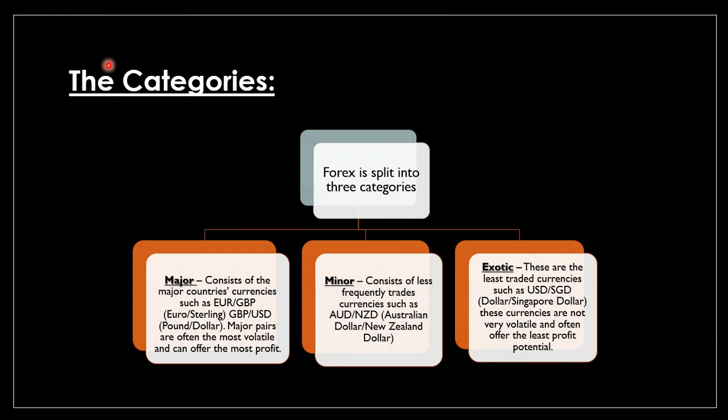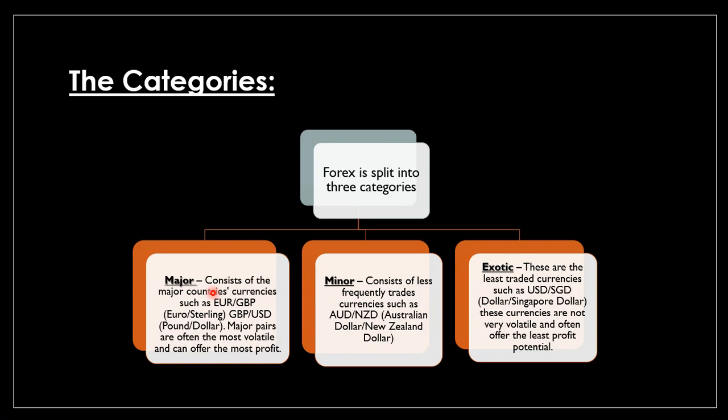So now we're going to look at the categories. So Forex is split into 3 categories to trade from. So we have major, minor and exotic. Now, major consists of the major countries' currencies such as Euro GBP, so Euro Sterling, GBP USD. It's the major pairs which are often the most volatile and can offer the most profit. So they're often classed as the major because they're often the major economies that have a lot of foreign investment, a lot of expenditure and very big trading countries, which is why they're a lot more volatile, because a lot more people are investing into them.